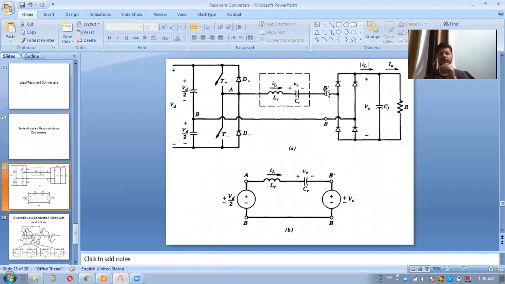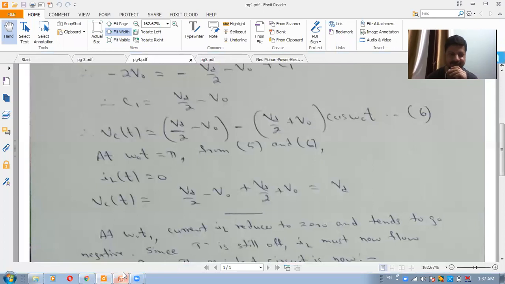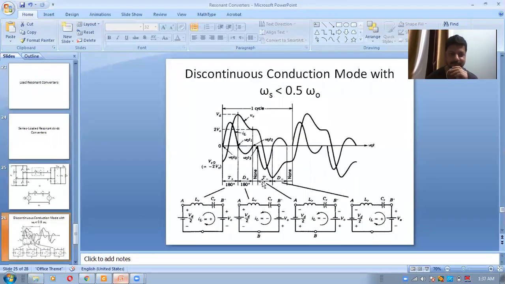The current tends to reverse. So how will it reverse? It will now reverse through D plus. So as soon as T plus turns off, the inductor current reverses through D plus.